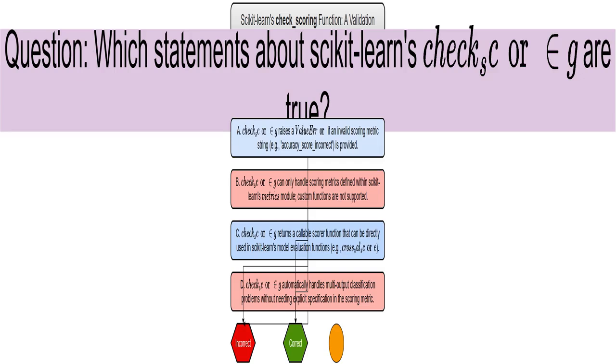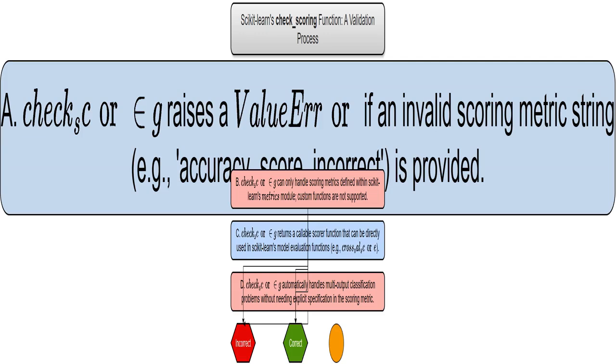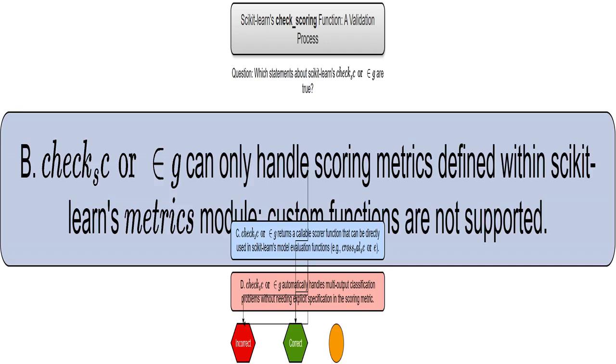This question tests your knowledge of the check_scoring function. We'll evaluate 4 statements about its capabilities and error handling. This statement is true. If you give check_scoring a scoring metric name that doesn't exist, such as accuracy_score incorrect, it will raise a value error to let you know there's a problem. It helps prevent unexpected errors down the line. This statement is false.